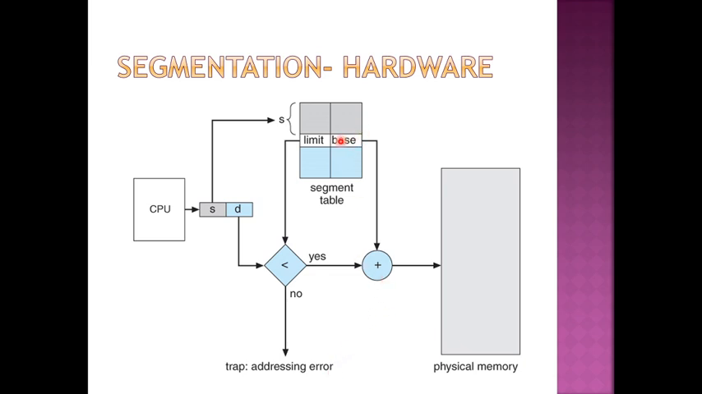Now if you all see here, the base value is there. The base value is the starting address of any segment that we are talking about. That gets added to the offset, and with that I get the physical memory address.